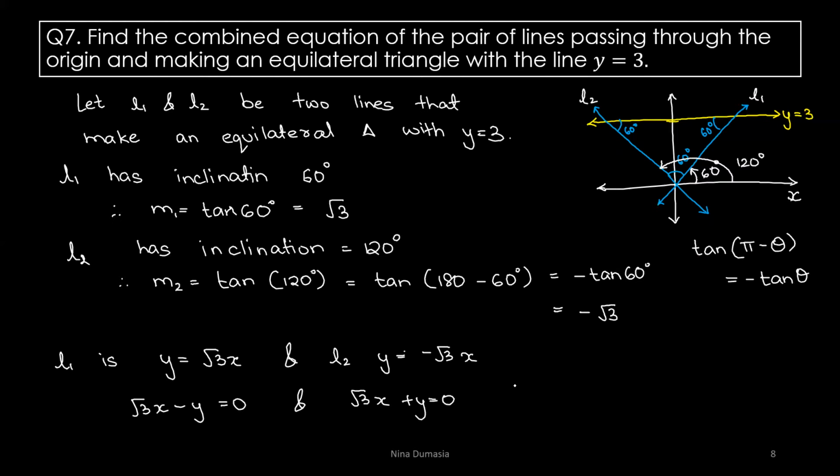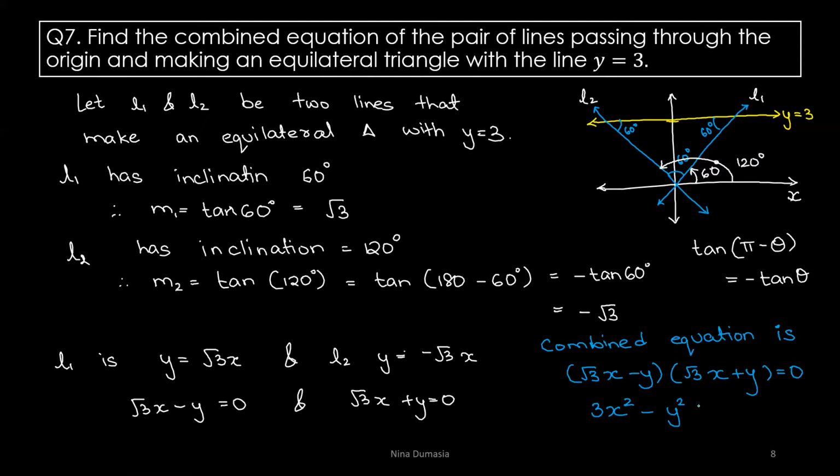Therefore combined equation बस इन दोनों को multiply करके मिल जाएगा. Combined equation is, so therefore this is equal to 3x square minus y square is equal to 0. This is the required combined equation. Now let us do the next question.